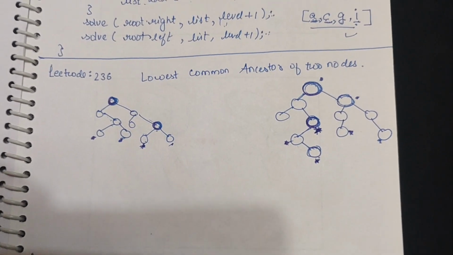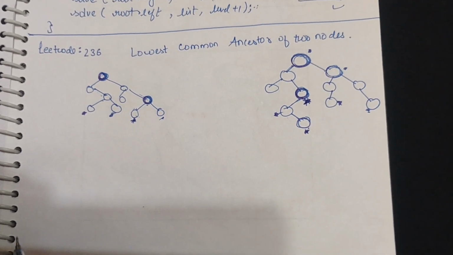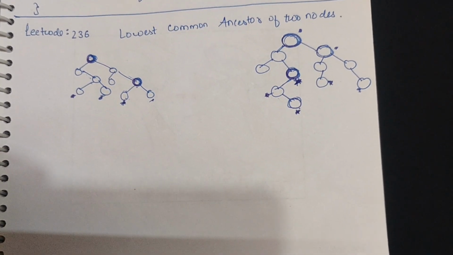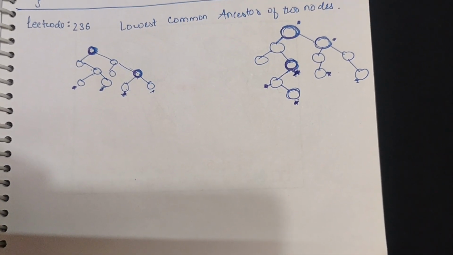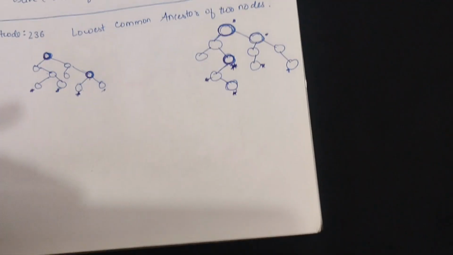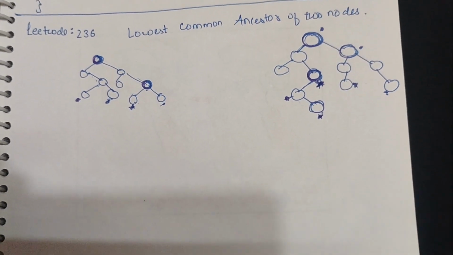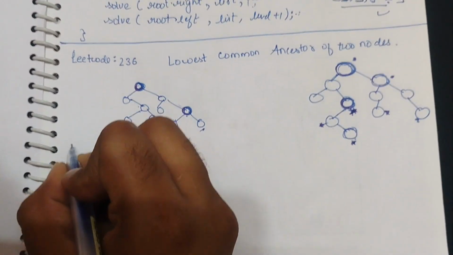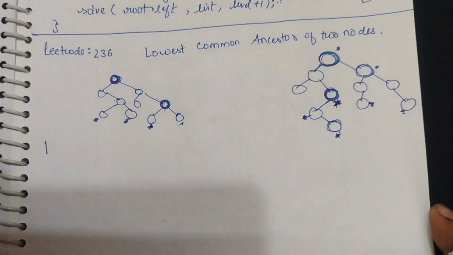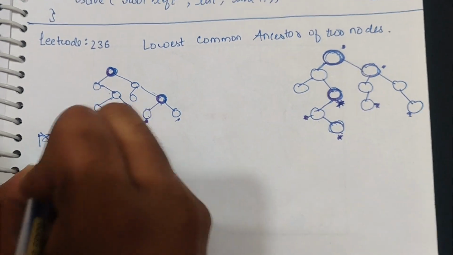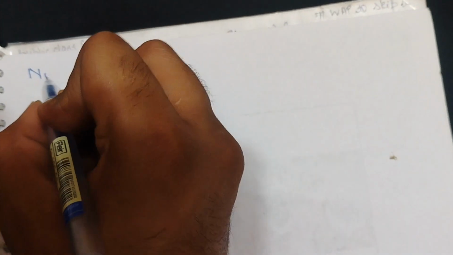Now we move on, and first I'll write the code, then we'll understand it line by line, and then I'll do a dry run of the code. The question says the return type should be tree node type. We have to return the node which is the LCA of these two, so the return type is node.